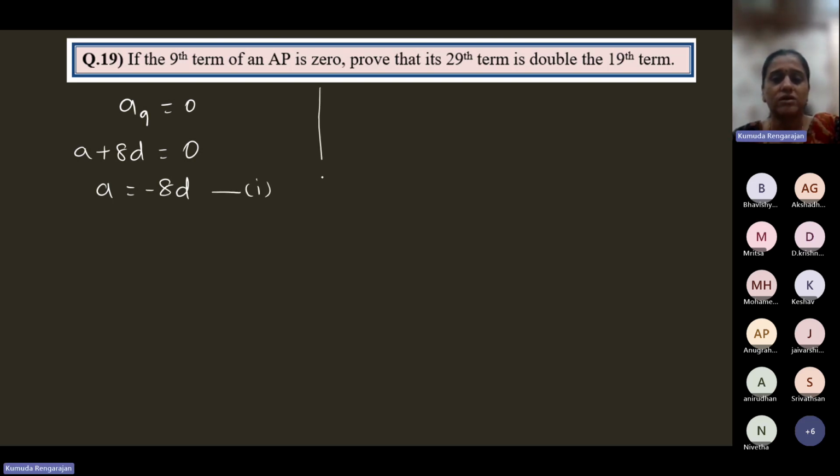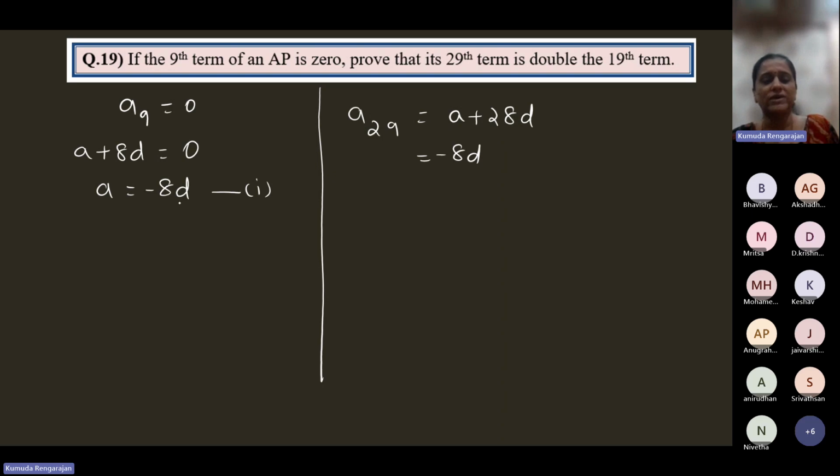Just have this. Okay, now find A29. A29 is a plus 28d. Now what is a minus 8d? You can see here, a is minus 8d plus 28d. That's 20d. Now what is the 19th term?